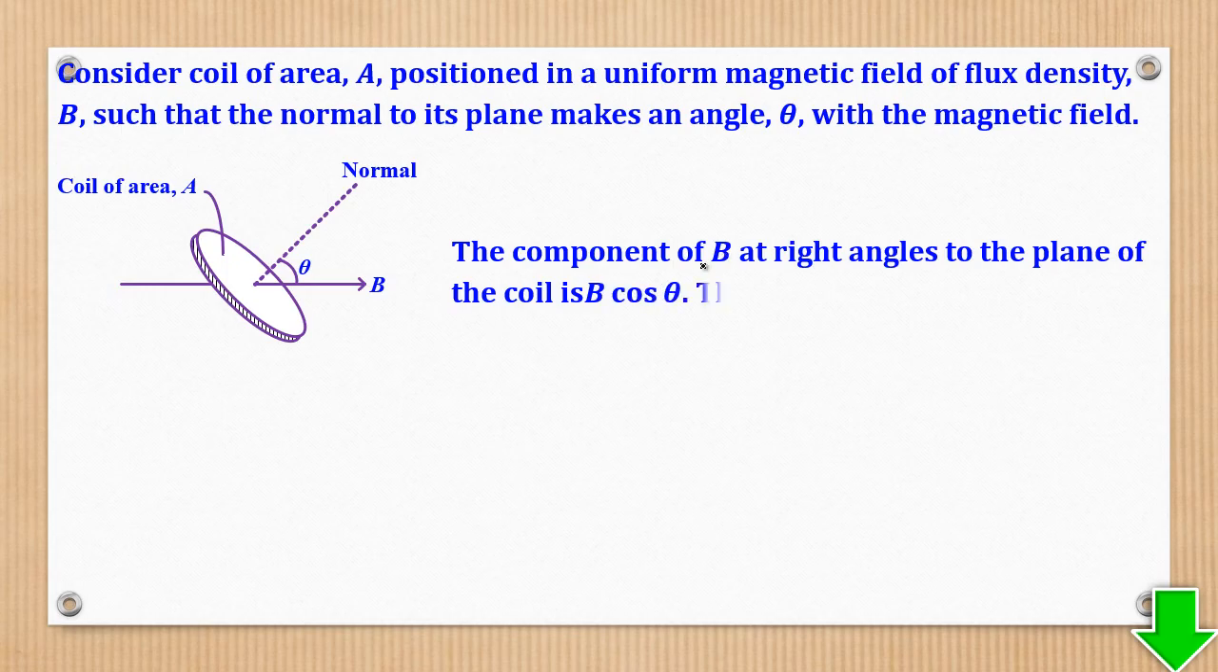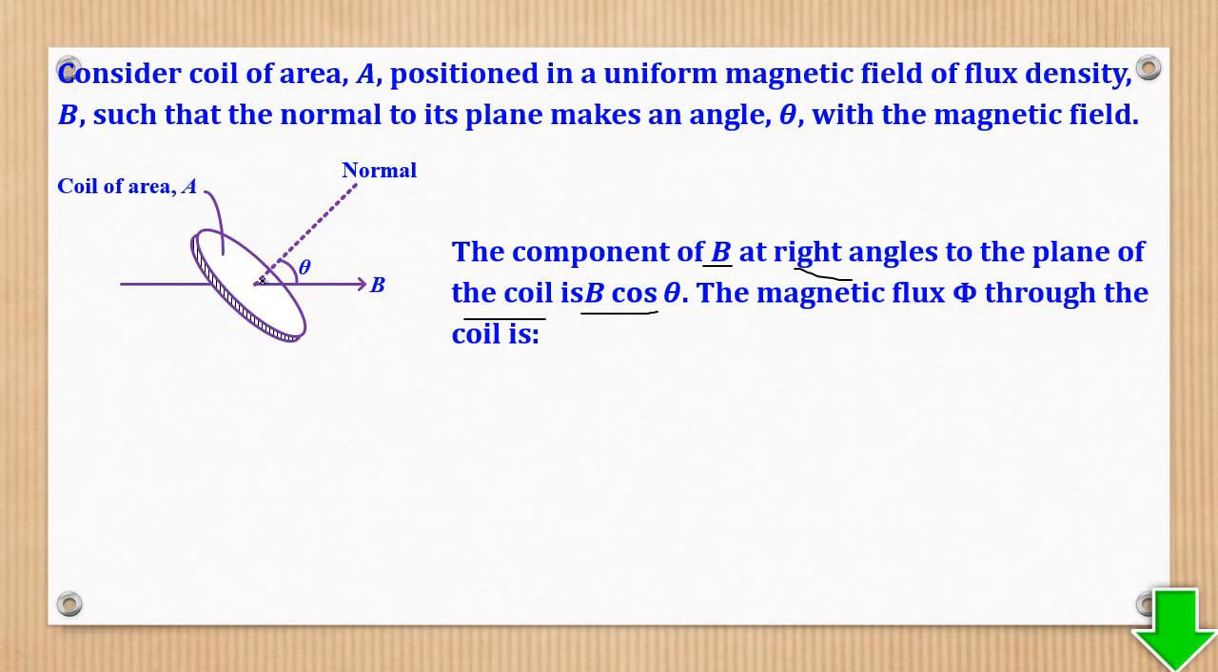The component of B at right angles to the plane of the coil is B cos theta, because we said the area and the field are perpendicular. Remember, where the angle lies is what becomes cos. So when I resolve this B to the normal, it becomes B cos theta. Then when I multiply, I come up with A B cos theta.